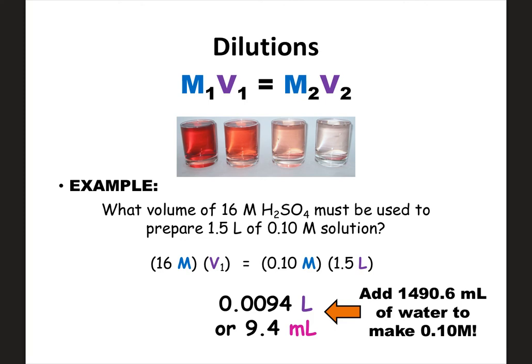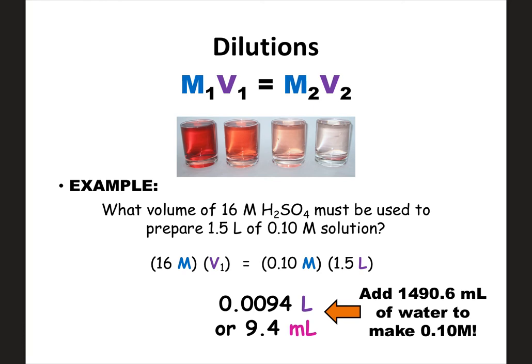If you look at the example here, it says what volume of 16 molar sulfuric acid must be used to prepare 1.5 liters of a 0.10 molar solution. You can see I have multiple molarities here. I have one volume and I'm looking for a volume, that's a dead giveaway that this is a dilution problem. It doesn't even matter which side things are on.